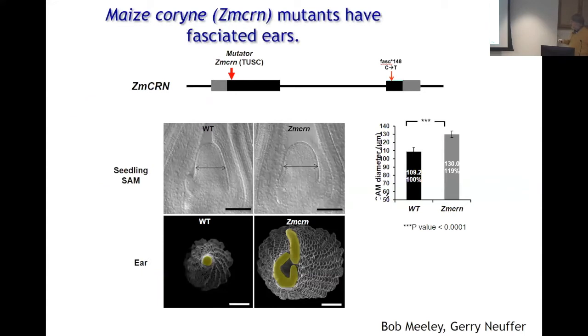We got this from Bob Mealy, a pioneer, from their transposon collection. And we also got another allele from the amazing populations developed by Jerry Nufa, the EMS populations. And we found that Coronae indeed also is fasciated. So big meristems and a fasciation in the ears. So it seems that both Coronae and G alpha function in maize in meristem signaling.